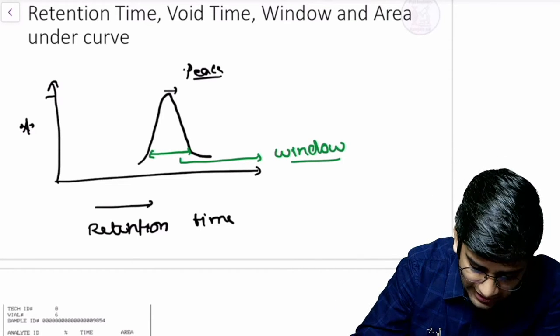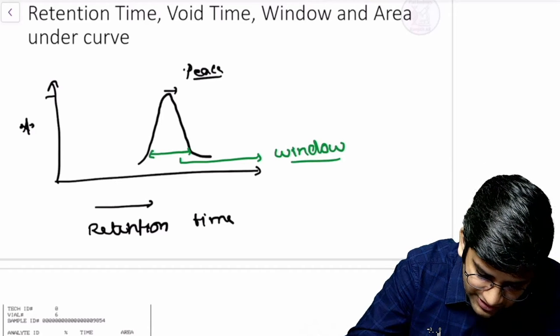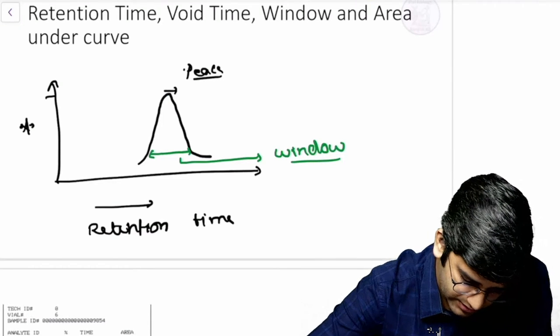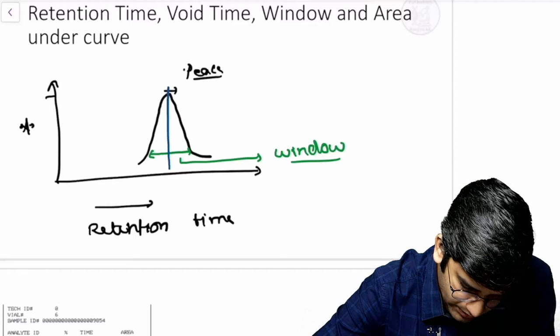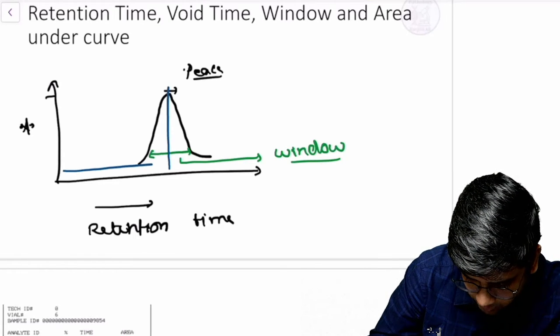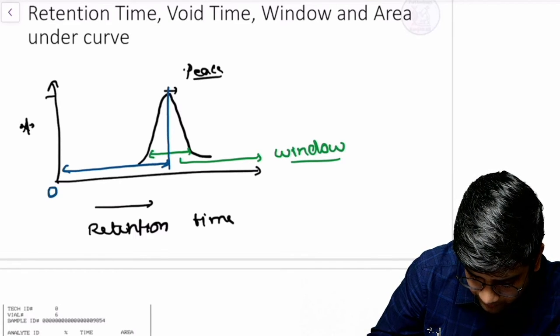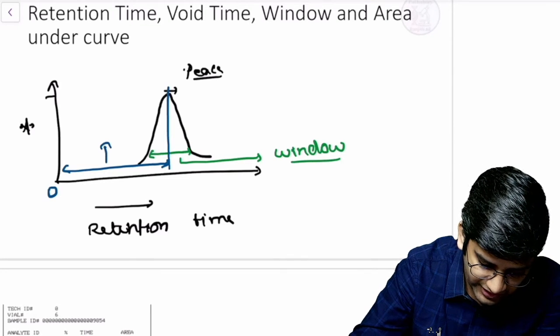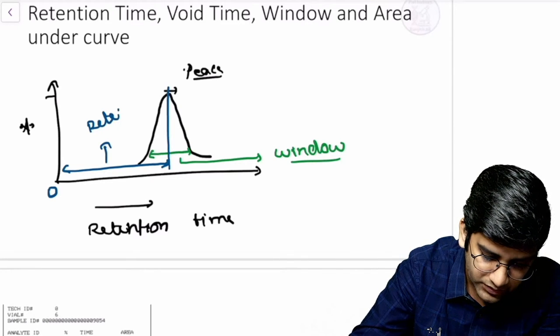Retention time means I have a peak. So let's draw a line from the peak. It should be a straight line. And then from this point, see, this is 0 minute. From the center of the peak, from the starting point, this time is called the retention time.